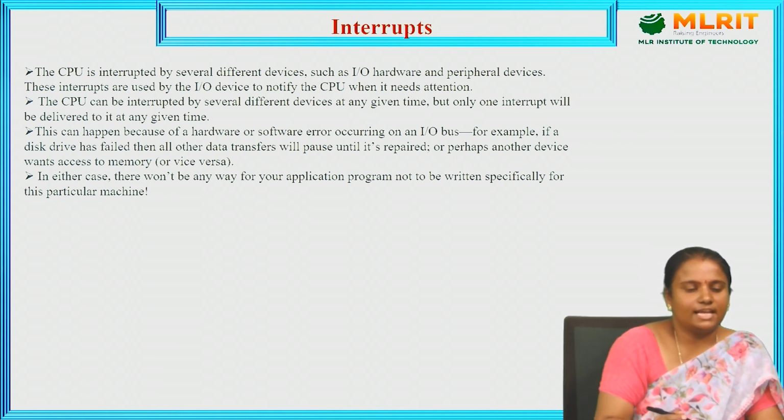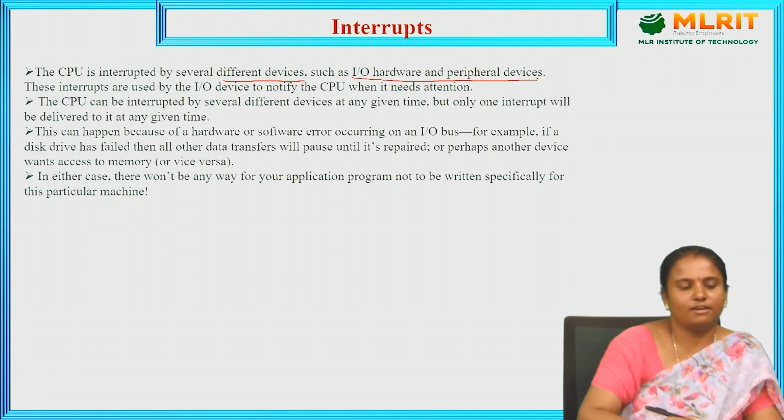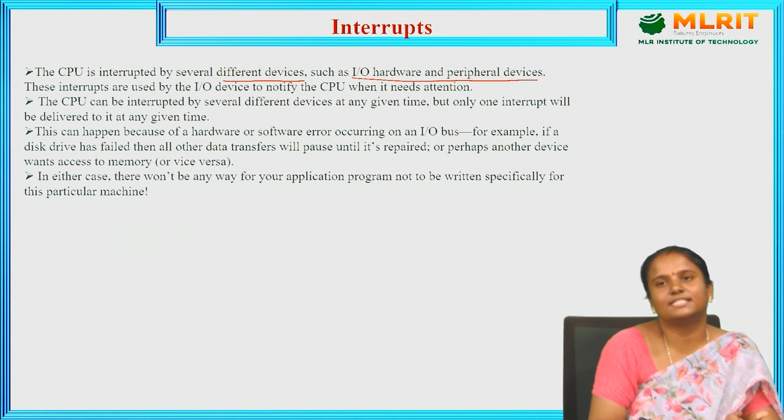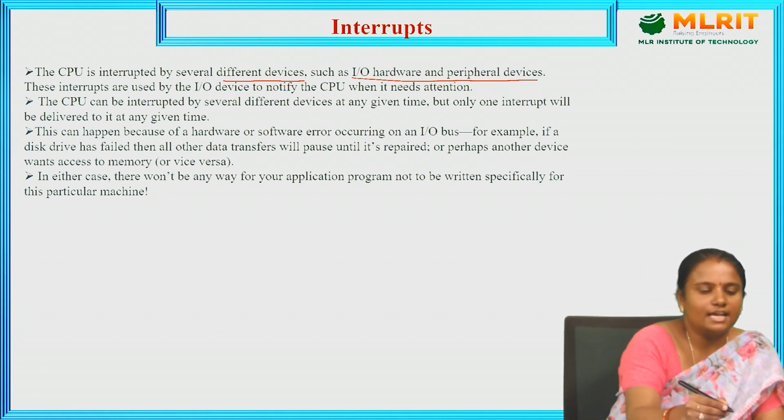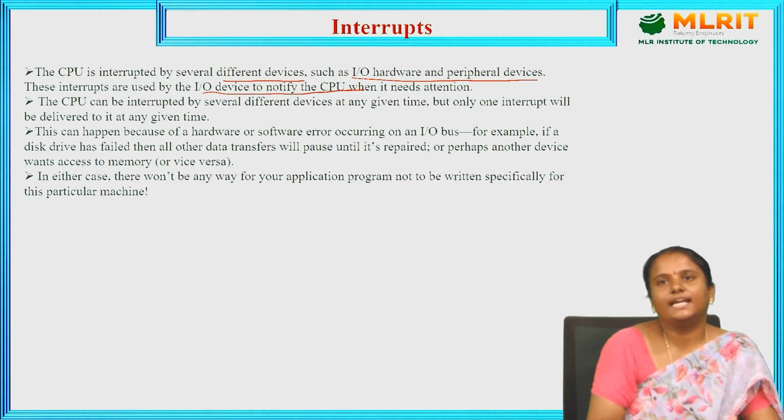The CPU is interrupted by several different devices, such as input output hardware and peripheral devices. So it is interrupted by several different types of devices, that are nothing but input output hardware and any other peripheral devices. These interrupts are used by the input output devices to notify the CPU when it needs some attention. So the input output device notifies the CPU that it needs some action to be performed, and if an error occurred, then they perform some action to rectify that error.